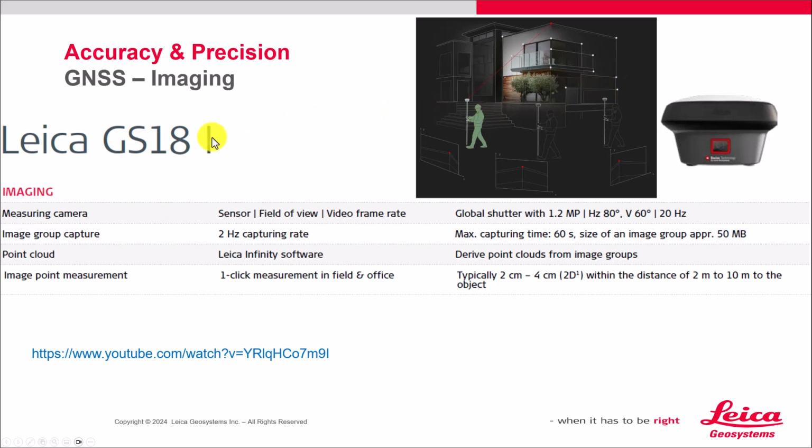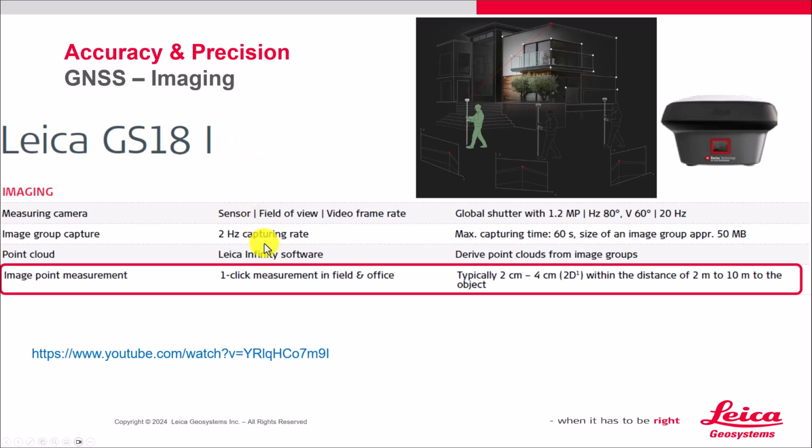Really cool technology. Okay, but there's error involved in an image point measurement. So one-click measurement in field and office is typically 2 to 4 centimeters. So, that sounds like a lot. So you have to keep in mind what you're using this for, right? Maybe some things it doesn't work on and some things it does. And that's at a distance from 2 to 10 meters. So you can't go out very far, but that's okay because you want to keep the images crisp and clean anyway. So you want to stay 2 to 10 meters.